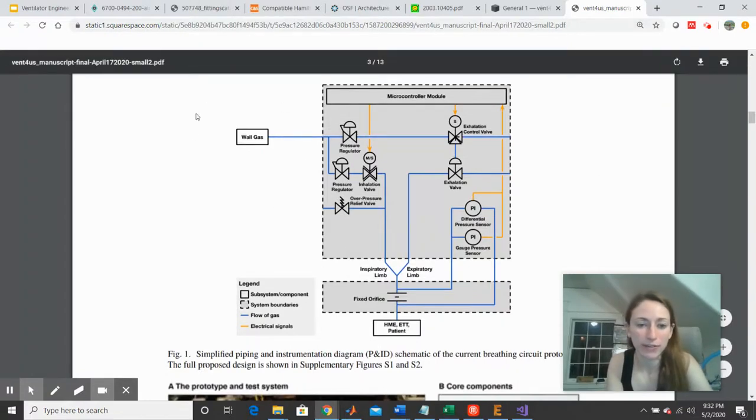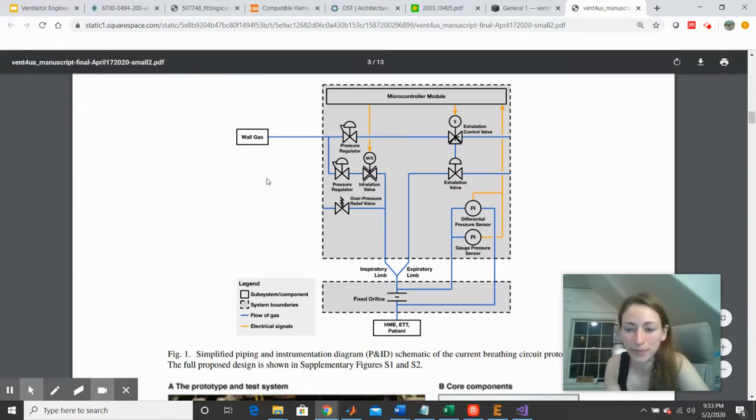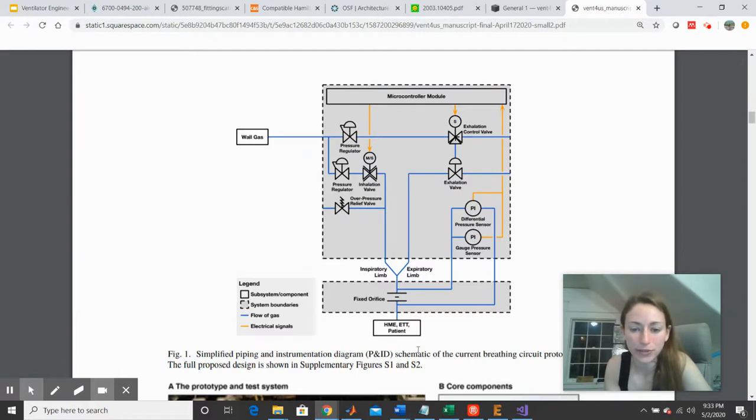So here we have the gas supply, and it's just this single block. They have this wall gas block that goes immediately into a pressure sensor. I'm assuming that this is the output from a gas blender. If we try to follow that to the patient, it looks like they have an HME, a heat and moisture exchanger, before the endotracheal tube of the patient. So it looks like this is the inspiratory limb to the patient.